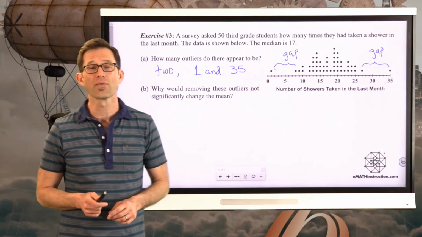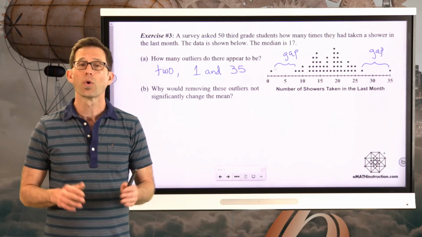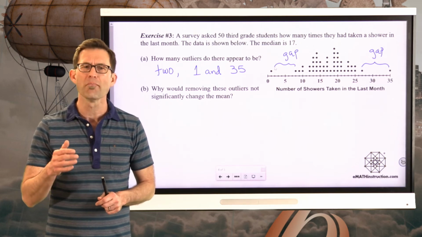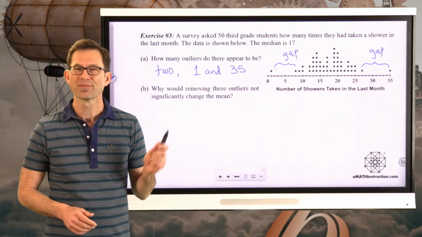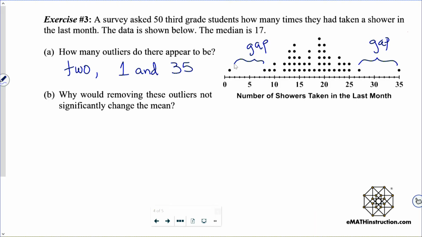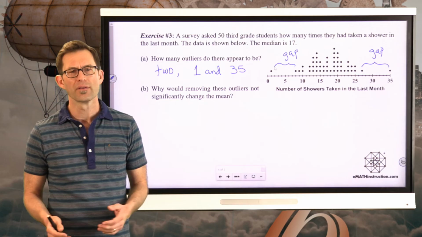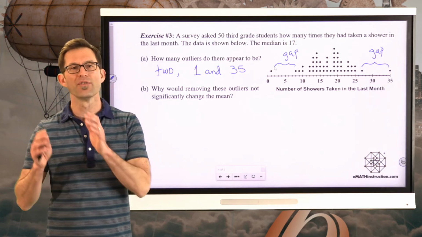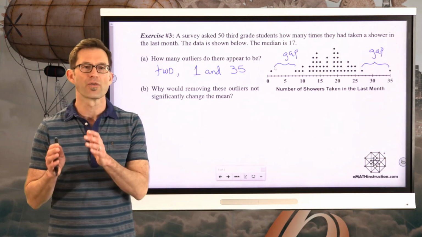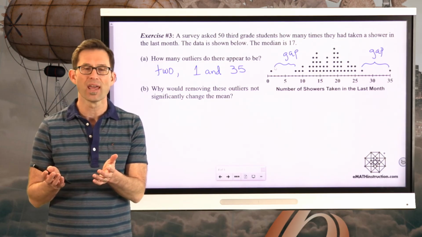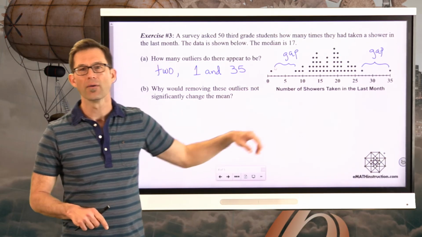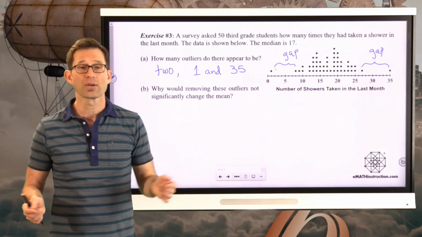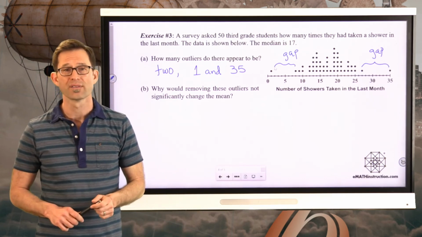But this leads us to an interesting thing, because oftentimes when we have outliers, we're concerned that they could make our mean, our average, not really represent the central value of our data set. So let's take a look at letter B. Why would removing these outliers not significantly change the mean? We talked about how in that first exercise, when we got rid of the chaperone, it changed the mean age from 8 years old, which wasn't very representative of the data set, to 6 years old, which was. But my claim is if you toss that one out and you toss that one out, it wouldn't actually change the mean very much. Why is that?